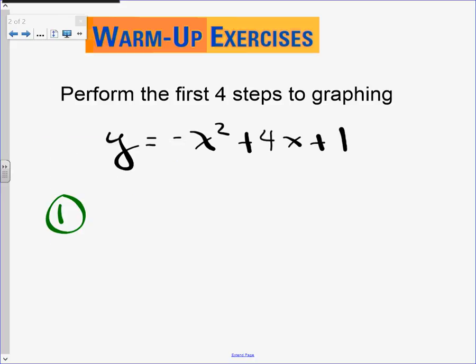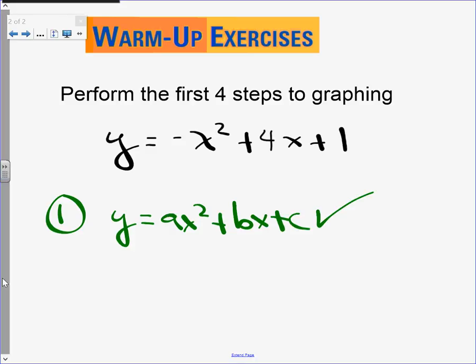Step one. My numbers will correspond to the numbers of the steps that you wrote in your notes. Step one, standard form is y equals ax squared plus bx plus c. That's done, I'll just put a check mark. It's already in standard form.